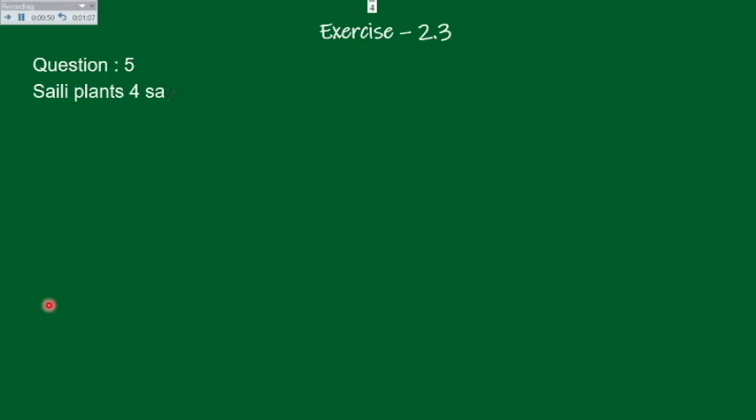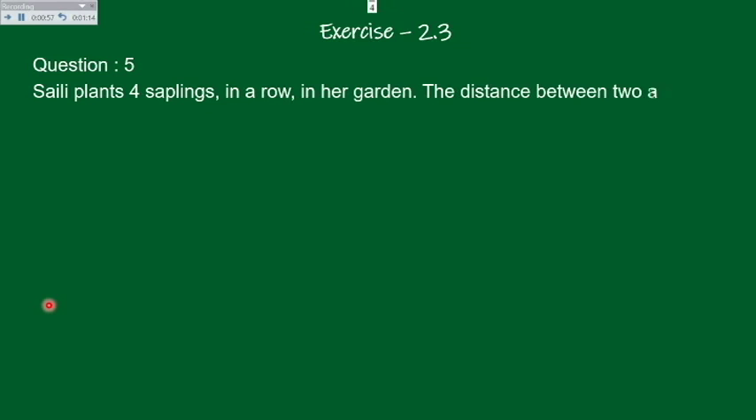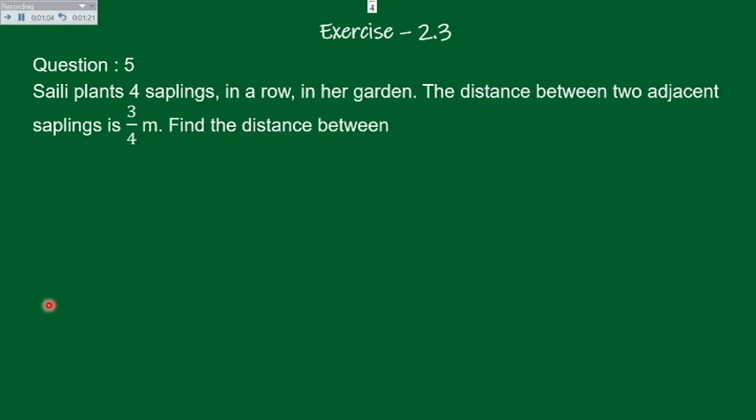Question number 5. Salil plants 4 saplings in a row in her garden. The distance between two adjacent saplings is 3/4 meter. Find the distance between the first and the last sapling. So here beta, we have a question. Salil plants 4 saplings in a row in her garden, the distance between two adjacent saplings is 3/4 meter. Find the distance between the first and the last sapling.